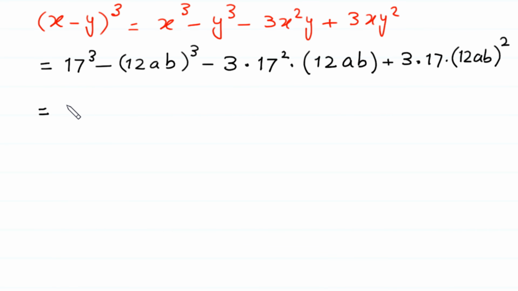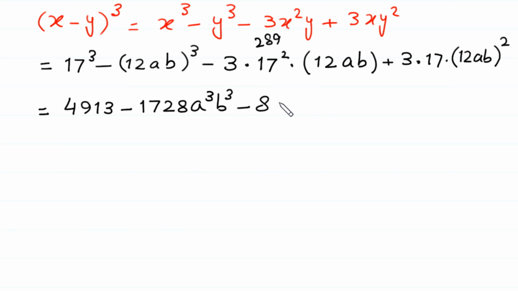Next, 17 cube is equal to 4913, minus 12 cube is equal to 1728 and (ab) cube is equal to a cube b cube, minus 17 square is 289 and 289 times 3 is 867 times 12ab, plus 3 times 17, 51, times square of 12 is 144 and square of ab, a square b square.